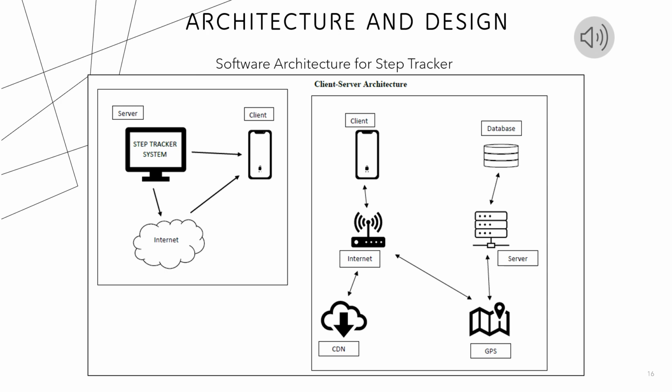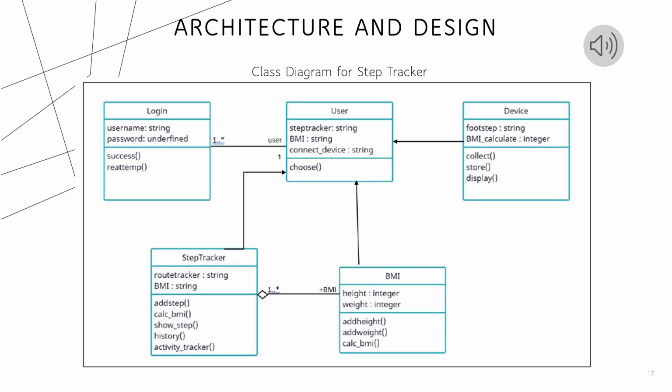The software architecture for step tracker is the client-server architecture. The server, which is the step tracker system, will be connected via the internet and received by the client. The client will be connected via the internet and the data will be saved in the CDN. The GPS will track the location of the client and the data will be received by the server and saved in the database.